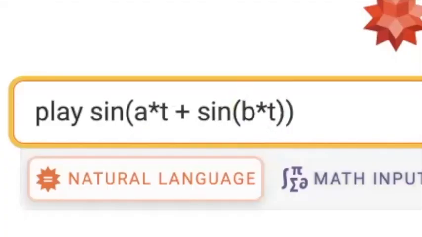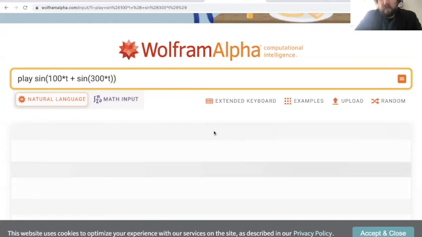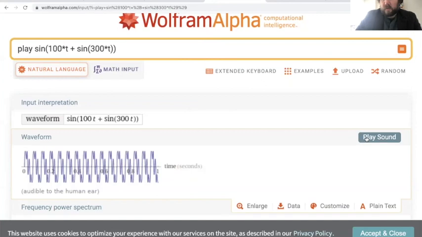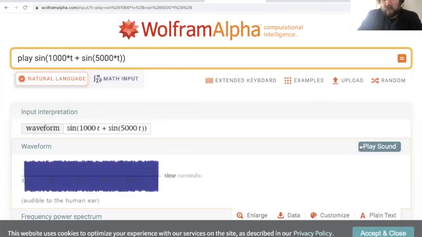But we could look at this instead as being a parameterized family where we have A and B, and these are parameters. So let's look at maybe 100 and 300. Play that. It gives me the waveform, and now I can play that sound. That's still not very interesting. Let me see if maybe 500. There's a lot of wobble there. Let's see, 500. Now that makes a sound that's kind of interesting.